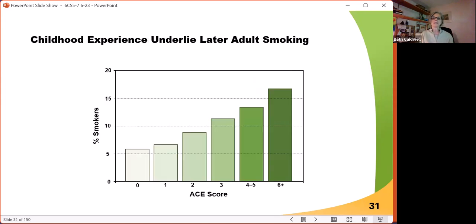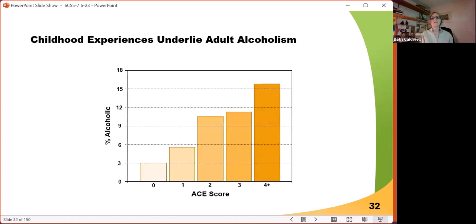Okay. Next slide, please. Smoking. Look at just smoking, your likelihood of smoking. Next slide, please. So you guys are going to have these. And then, of course, alcoholism. And what a sad, sad piece, right? To think of so many people who suffer from alcoholism and then even substance abuse.